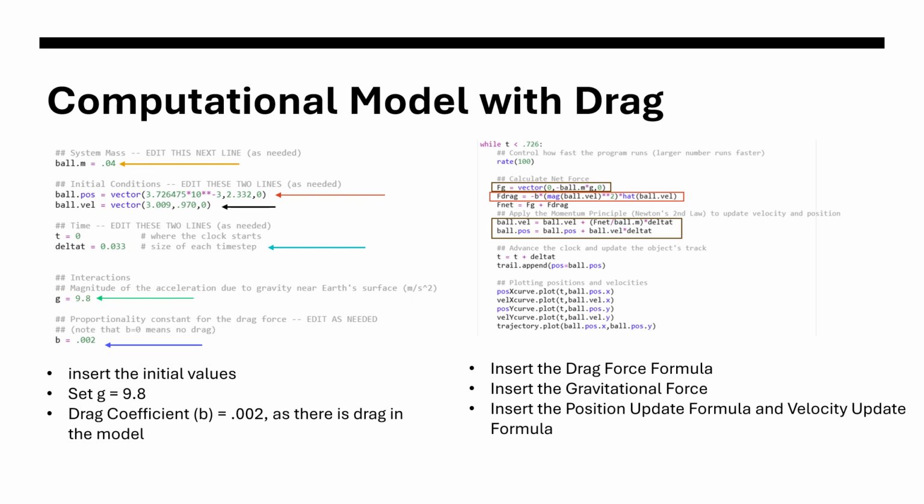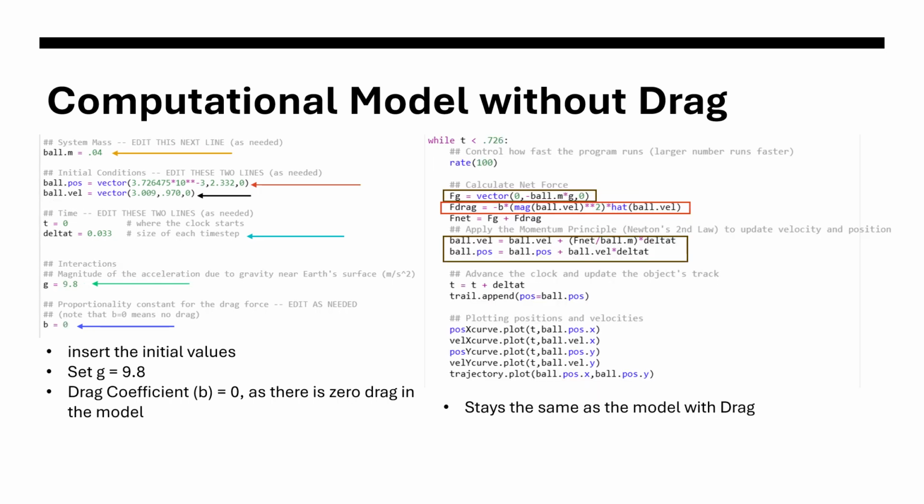On the second part of the code, we inputted 0, negative mg, 0 for the gravitational force, and then the drag force formula was inserted. F net will be the sum of the gravitational force plus the drag force. We additionally inputted the velocity update formula and the position update formula. For the computational model without drag, the code is identical to the code before, however the drag coefficient is 0, which leads to the gravitational force as the only force acting upon the ball. All initial values stay the same too.